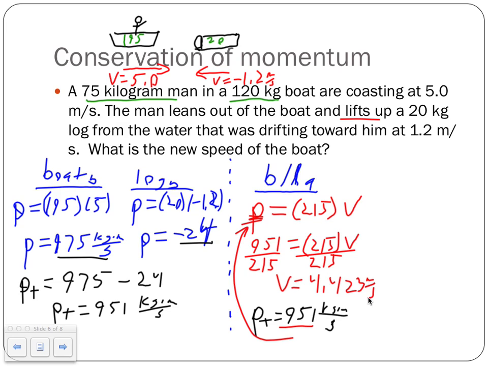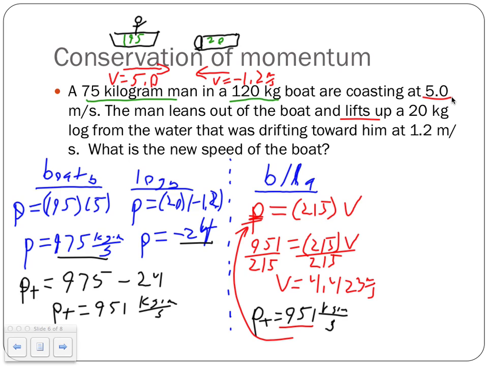Now let's apply the common sense test. The boat started out going 5 meters per second, so 5.0. And so whenever he picked up the log, it would have pushed on him backwards because the direction the log is going is against him, and so he should slow down. Sure enough, he ends up going 4.4. Just a slight slowdown, which is reasonable whenever you pick up a log like this.